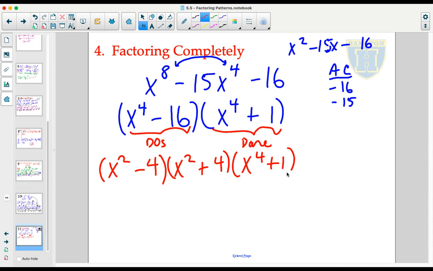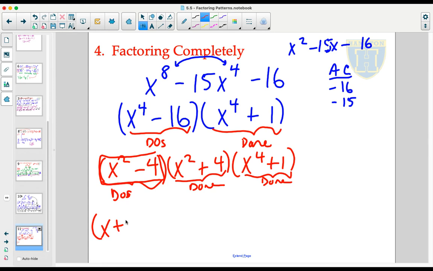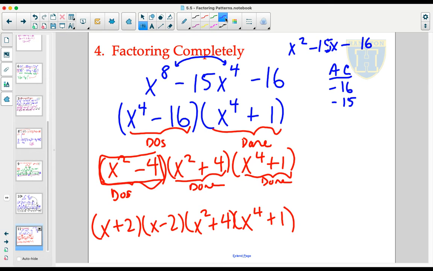Again, we check each one of these terms. We already decided that this one was done. This is the sum of two squares, so this one is done, and we hit another difference of squares. So here, we're going to go one more time, and we're going to work just on this polynomial right here. Difference of squares on this one, x plus 2, x minus 2, and we have our two leftover polynomials from the earlier steps.